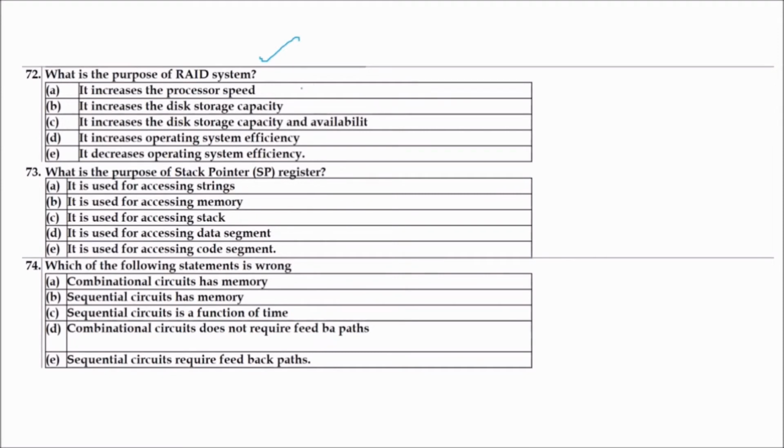Next is, what is the purpose of RAID system? Answer is C, because it increases the disk storage capacity and availability.